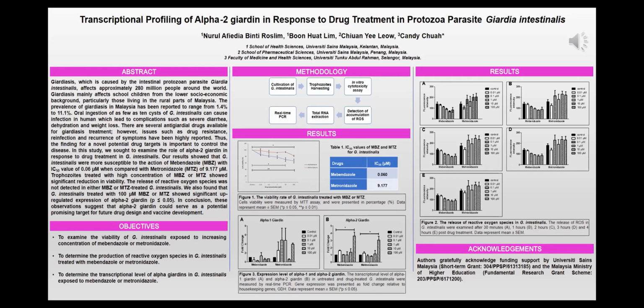We also found that Giardia intestinalis treated with 100 micromolar mebendazole or metronidazole showed significantly upregulated transcriptional expression of alpha-2-giardin. In short, this observation suggests that alpha-2-giardin could serve as a potential promising target for future drug design and vaccine development.